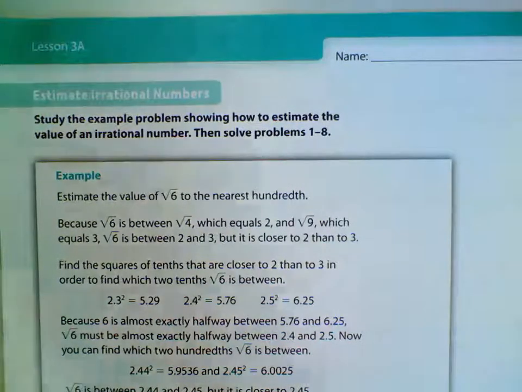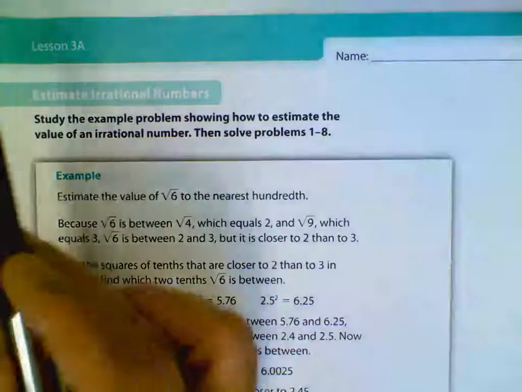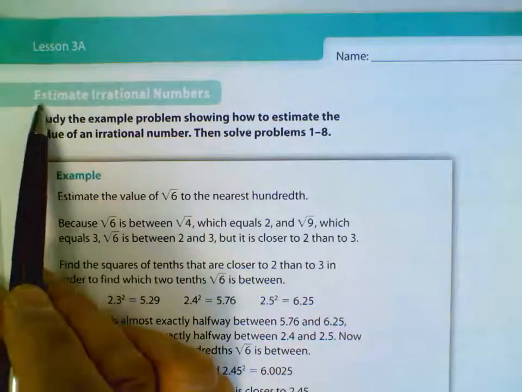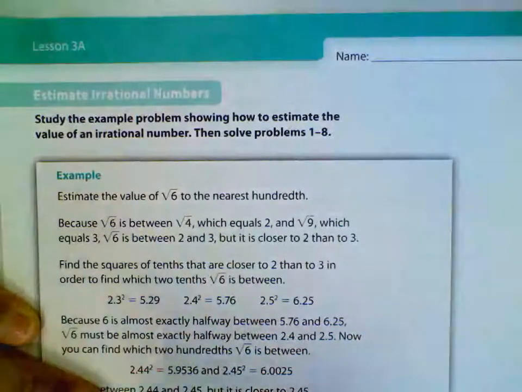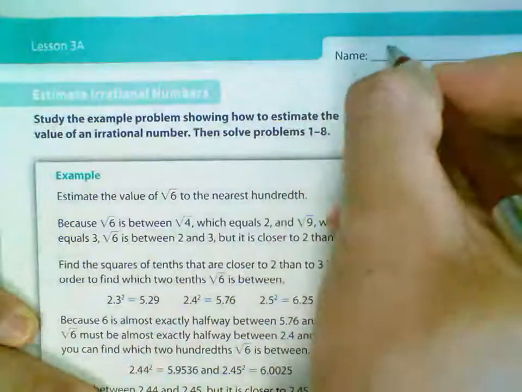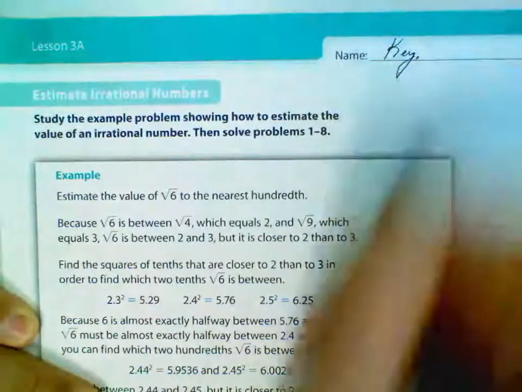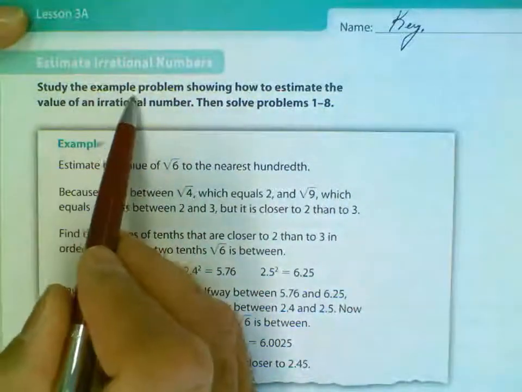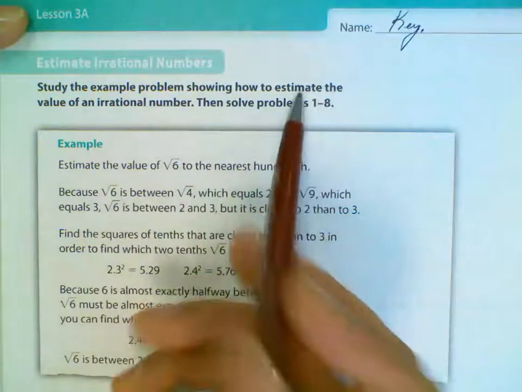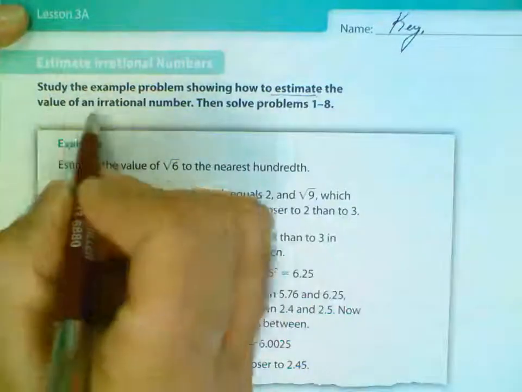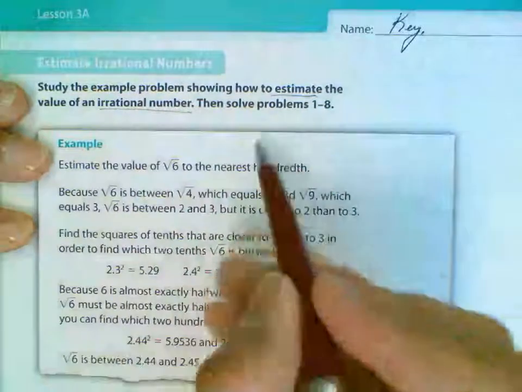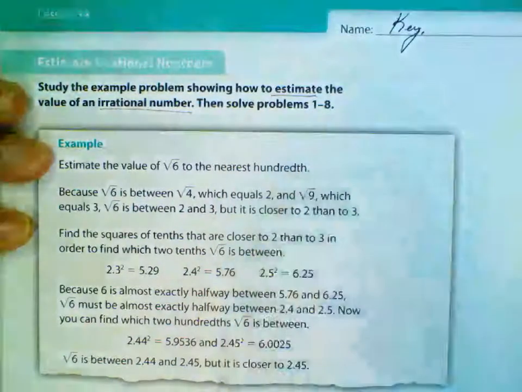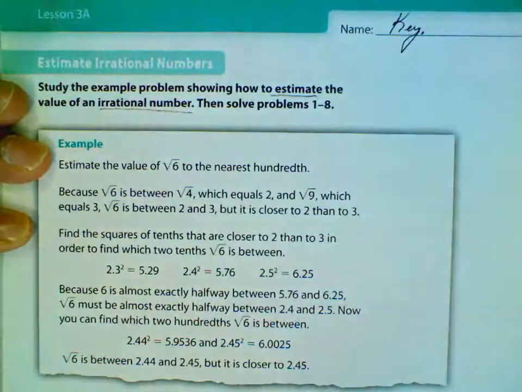So what we have today is lesson 3A, the one that is assigned as homework. Lesson 3A is estimate irrational numbers, which is what we did this week. I'm going to name this one the key, so I can help you out a little bit. It says study the example problem showing how to estimate the value of an irrational number, then solve problems 1 through 8. We always start by looking at examples and then we model those problems.